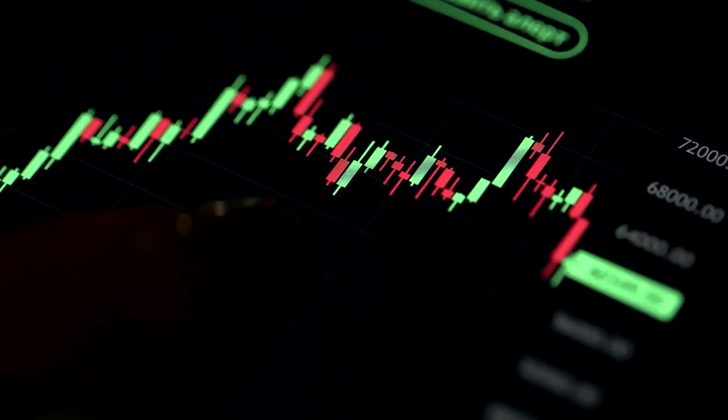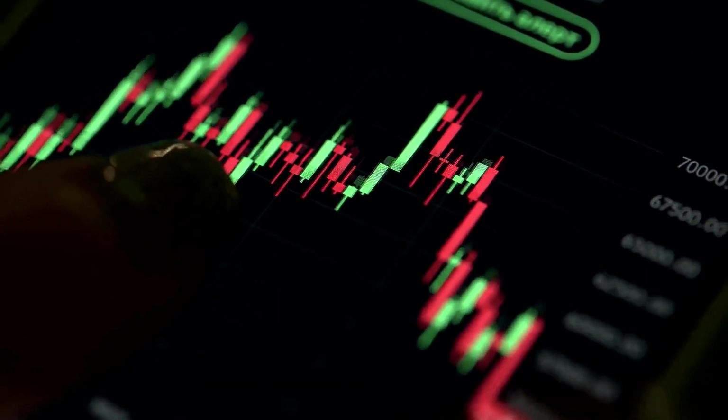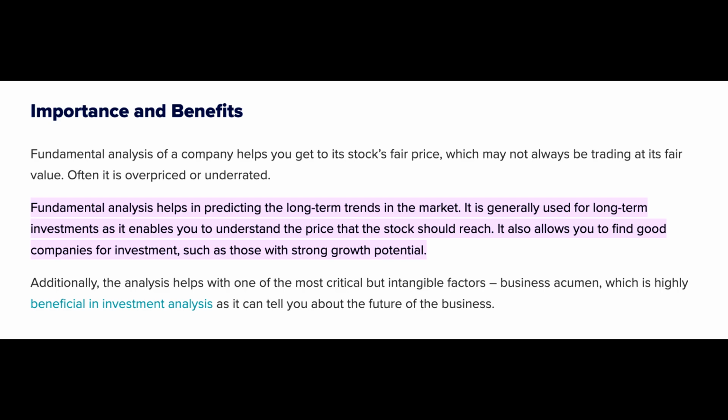Now, you might be wondering how this differs from technical analysis. Technical analysis is all about studying charts and patterns to predict future price movements. In contrast, fundamental analysis is more focused on how to make profit over a longer period of time.